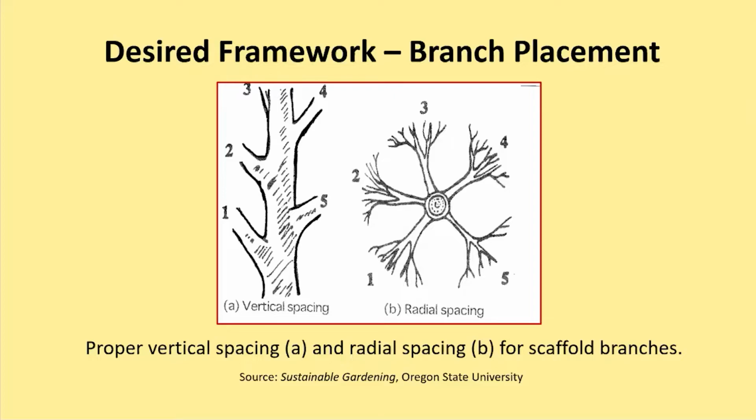And if you're looking at this tree from the top down, the branch attachment ideally will give it a 360-degree coverage. So they should look kind of like spokes of a wheel radiating from the center.